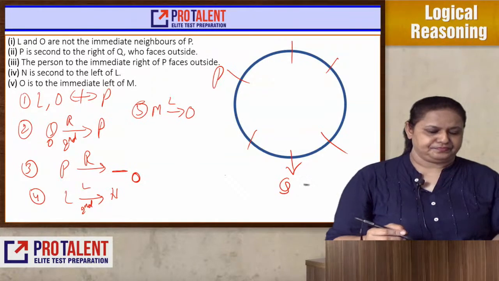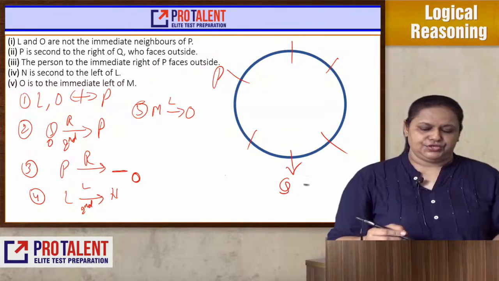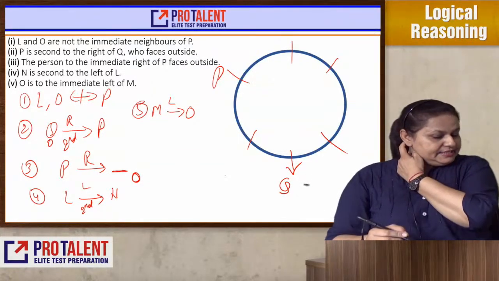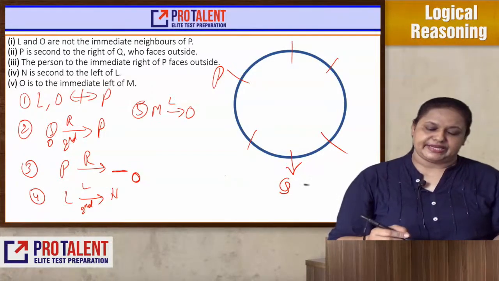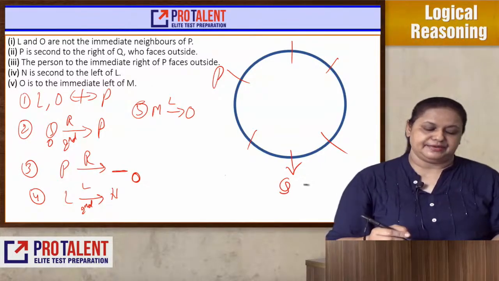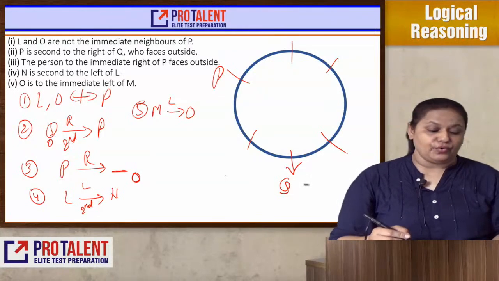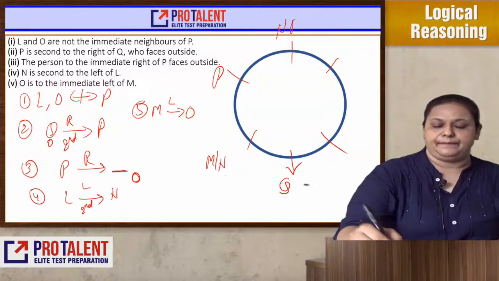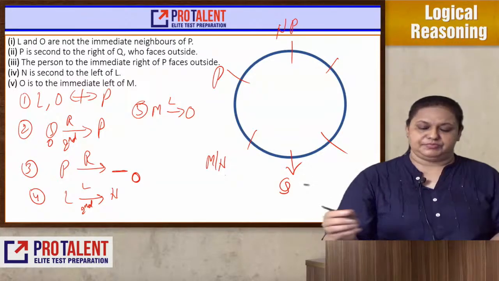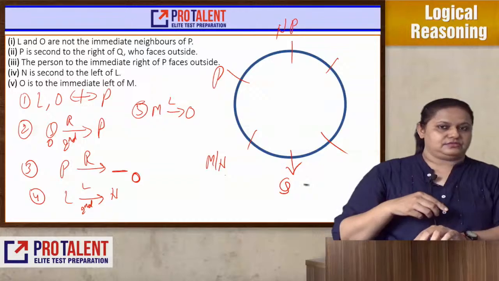Very good. Okay, so Q was facing outside and on the right side of Q, second position, is P, and we know that O and L cannot come over there. So here it would be either M or N or N or M, and the rest of the 2 places would be there. Just a moment, friends, just a moment.